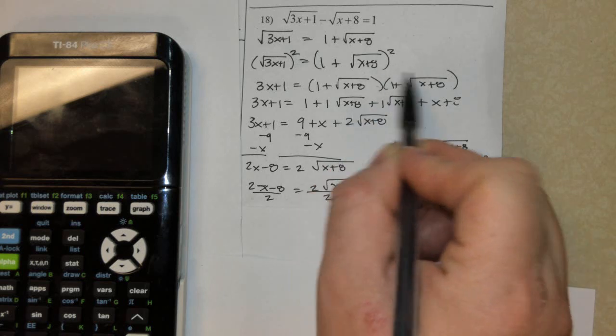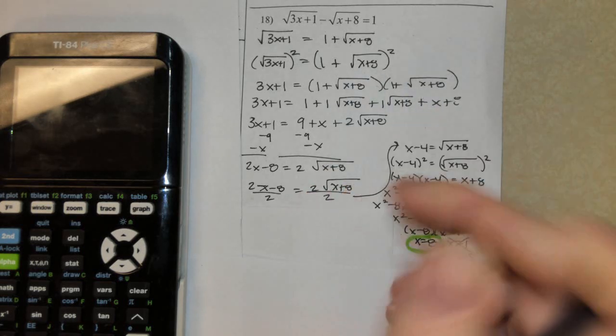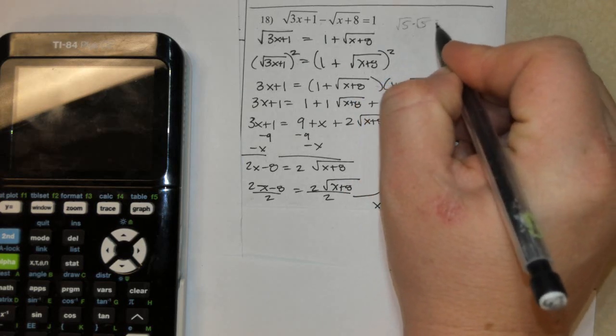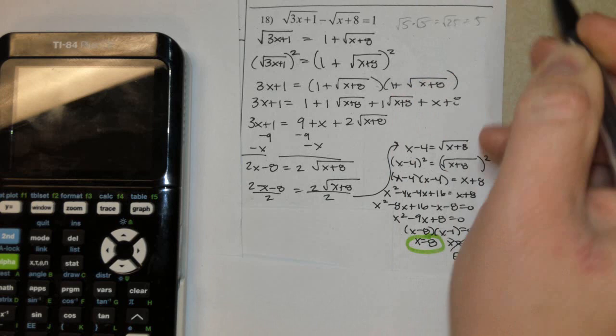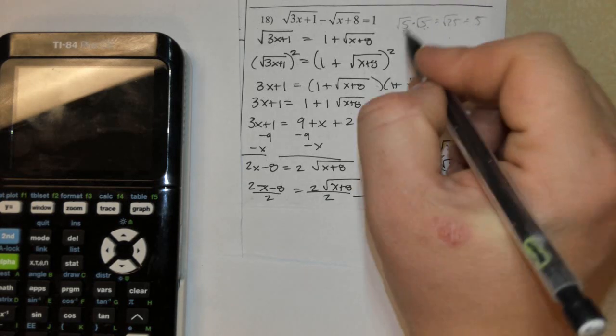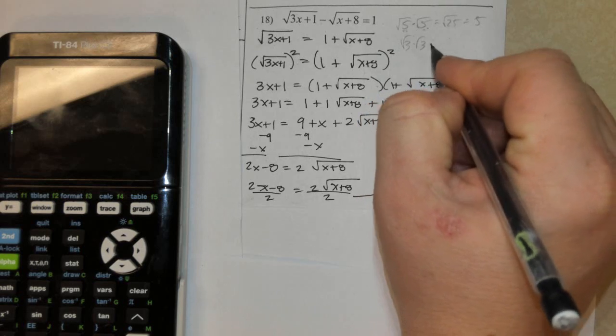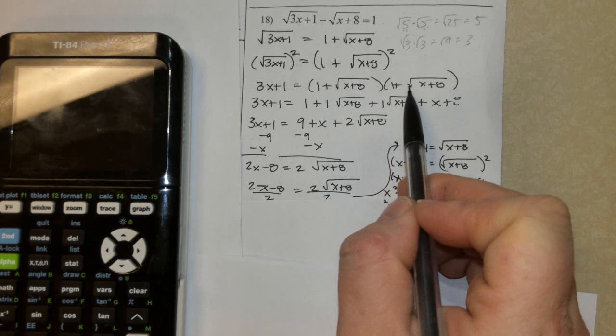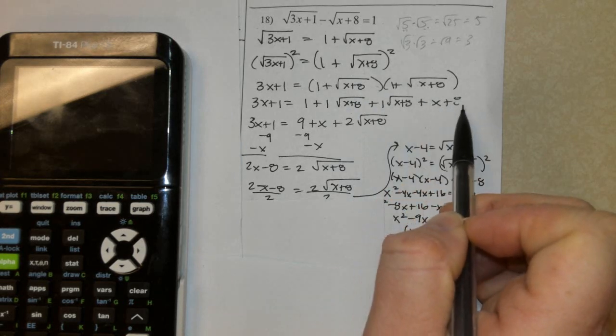And now, how do I know what to do here? Because I'm taking this radical times this radical. Well, let me show you an example. You do know this. The square root of 5 times the square root of 5 is the square root of 25, which is 5. Notice these two terms are exactly the same with the square. You get the same answer. Square root of 3 times the square root of 3 is the square root of 9, which is really just 3. So the square root of x plus 8 times the square root of x plus 8 is really just x plus 8.